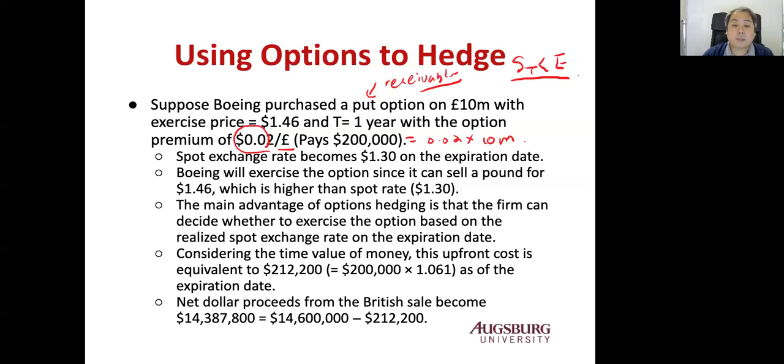If you consider the time value of money, the upfront cost is $200,000 times 1 plus the 6.1% US interest rate, so $212,200 will be the cost. The net dollar proceeds from these sales: you are guaranteed to receive $14,600,000, because this is the guaranteed price, but you pay the difference of $212,200. So eventually the net dollar amount will be $14,387,800. That's the net dollar proceeds from the British sales.